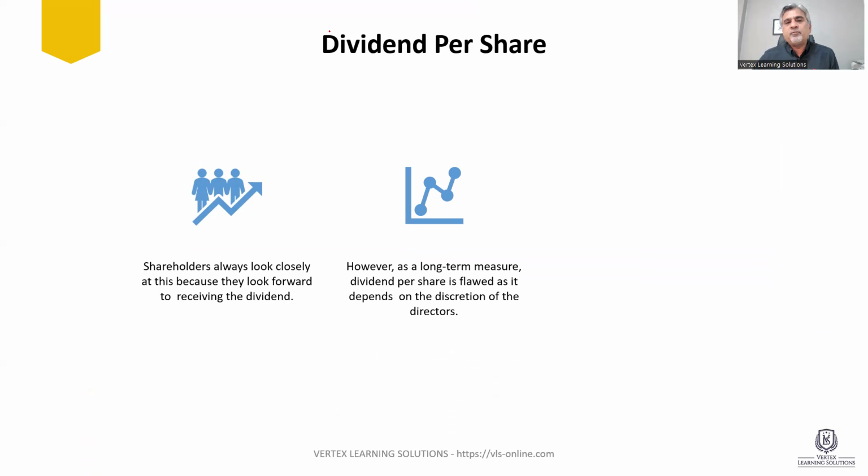Like we said, when you want to analyze the performance of a business, EPS is a good measure. It says that dividend is also a good measure. Here it says that shareholders also look closely at how much dividend a company is giving, 50 cents, $1, $2, $3. And if you get more dividend, you might be happy. Oh, this company is giving a lot of dividends. But it says that it is flawed, which means that it is not very good for analysis purposes, because it depends on the discretion of the management.